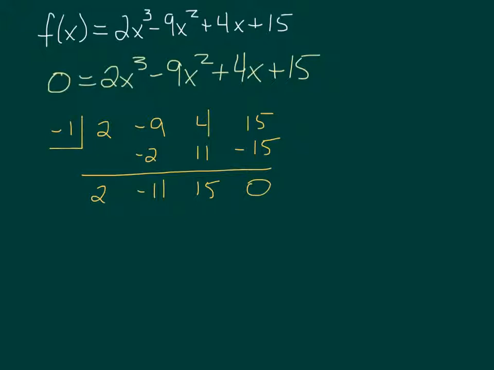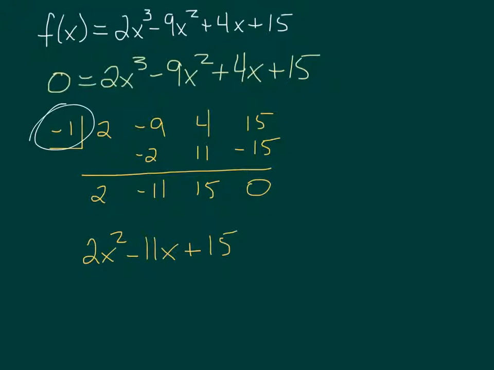Okay, and so we got lucky. Look, right away, the remainder being zero tells us that -1 is one of the zeros, and that's great because now we're almost done, and we have this as our remaining quadratic. So, let's keep our eye on that. And we have 2x squared minus 11x plus 15 left over.